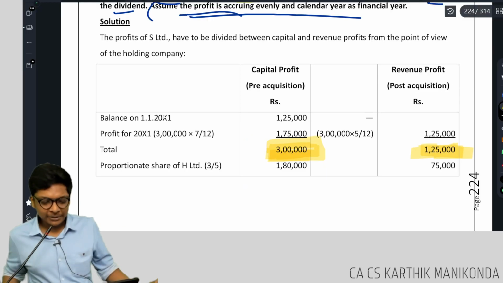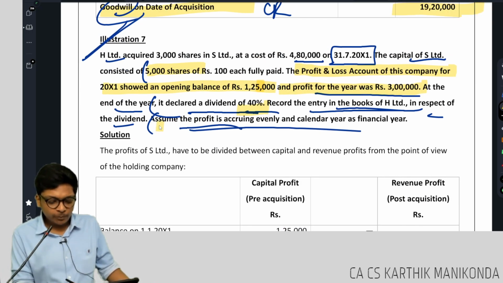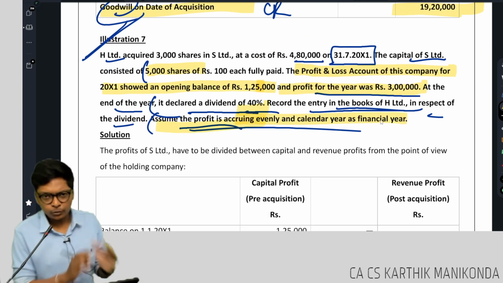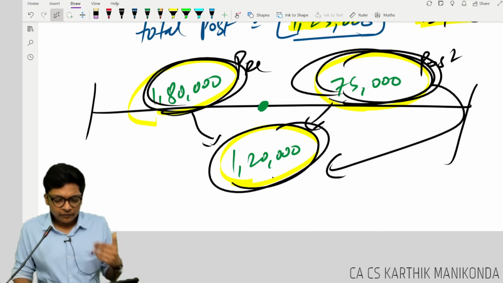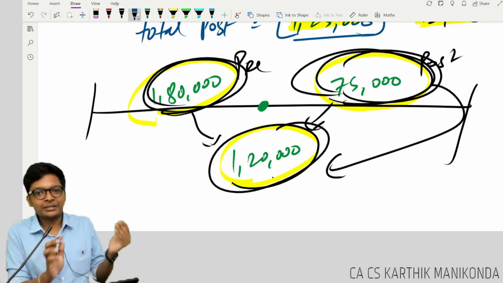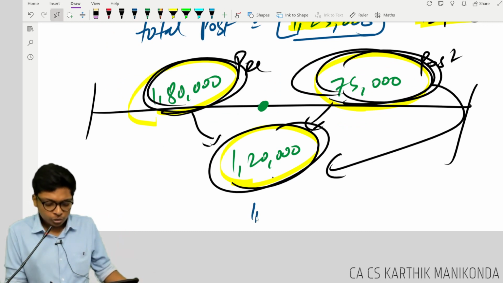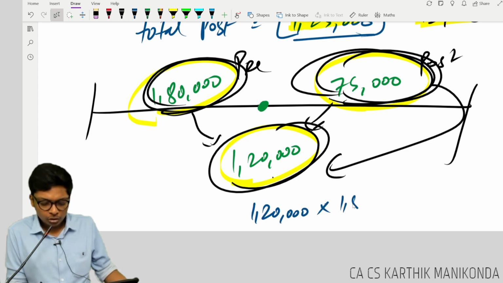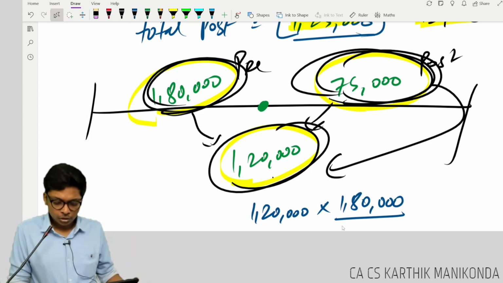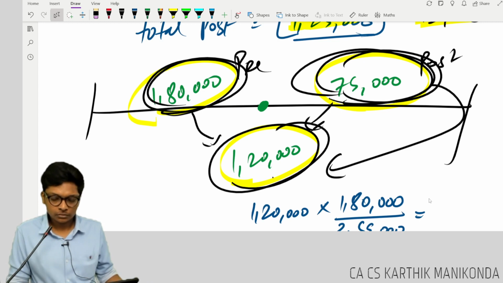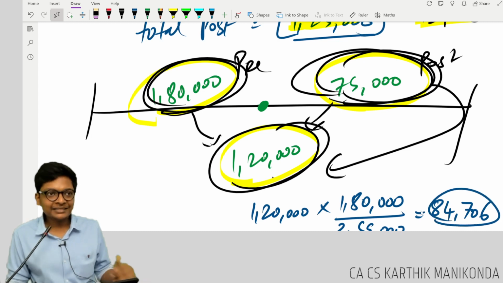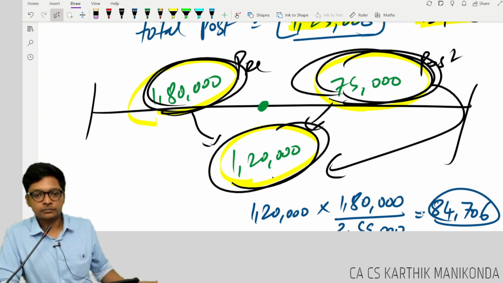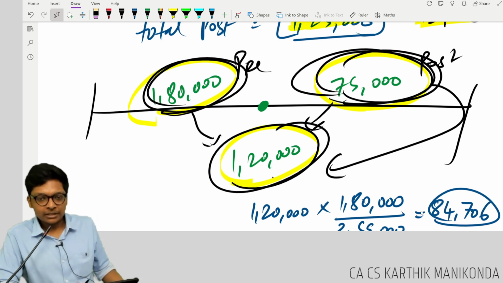We have a question for that, but here the question is given clearly. Assume profit is accruing evenly, and that's what we did, evenly we took. But now which assumption to take? Let's take proportion, because the whole sum we are doing proportion. So 1,20,000 into 1,80,000 divided by total 2,55,000. How much? 84,706 is pre, balance is post. This is one method.